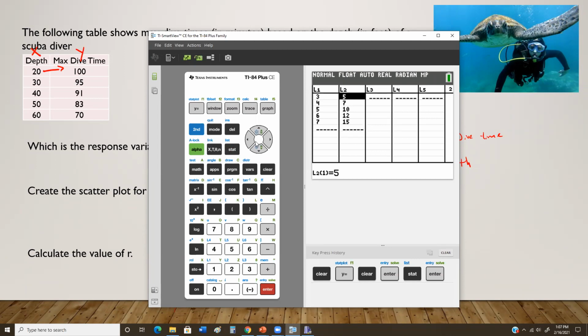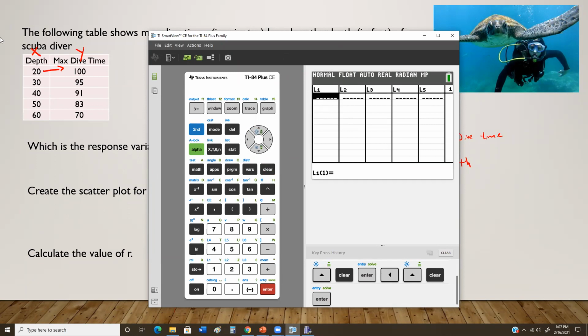So what button do you never push? Does anybody remember what I said you never push? Delete. Yeah, don't hit delete. Do not hit delete, okay? So everybody scroll to the top. Where L2 is, hit clear, then enter. Scroll over to L1, hit clear, then enter. Okay, just clear it out.